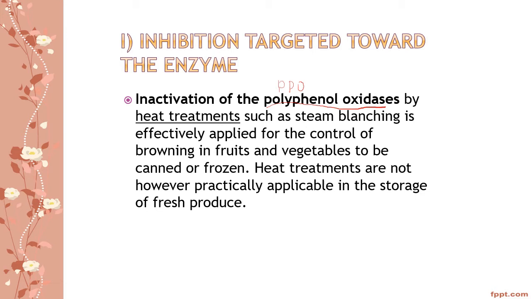For example, let's say you want to can some pear. The pear is steam blanched so that you can deactivate the polyphenol oxidase, so that in the can it will not go brown. That is how you can improve the aesthetic of the fruits. Who wants to eat canned fruits that are already brown? So that's how they do it. They use heat treatments, steam blanching, to deactivate the PPO on pear, for example.